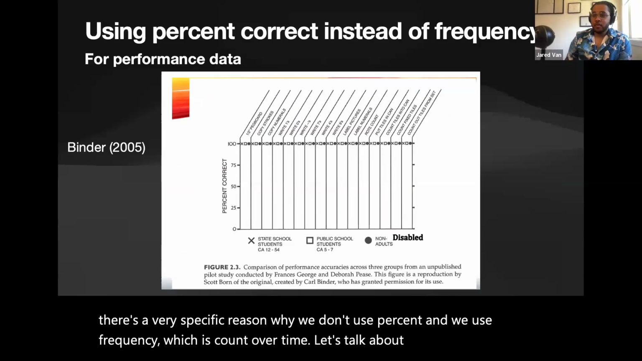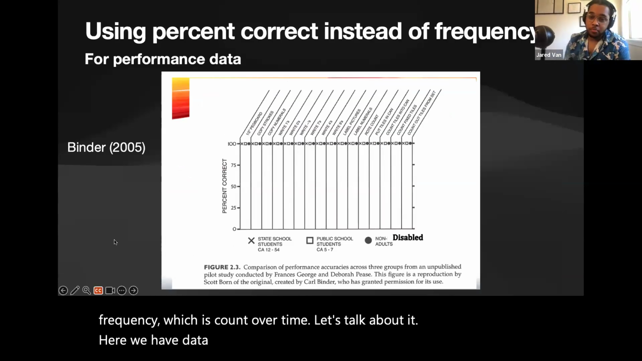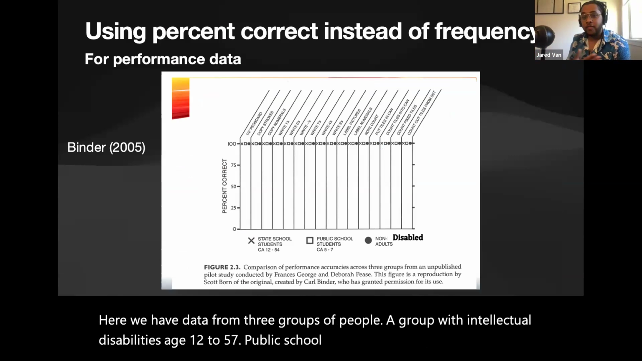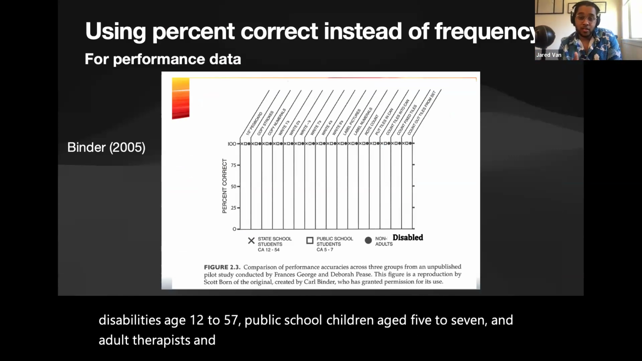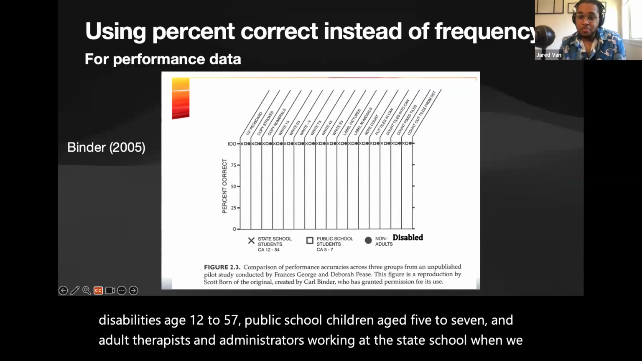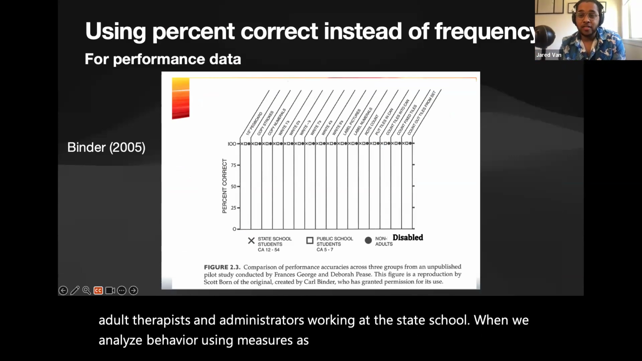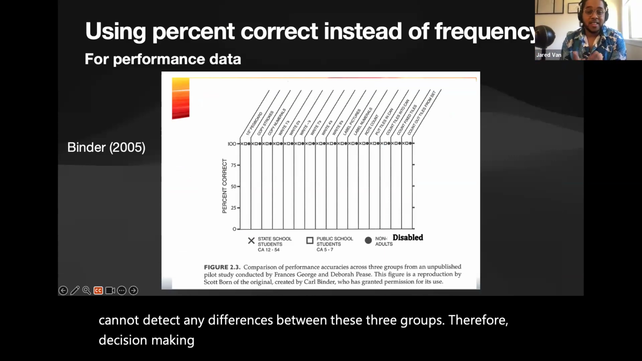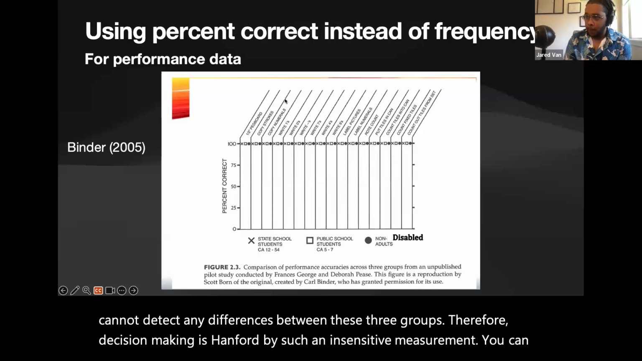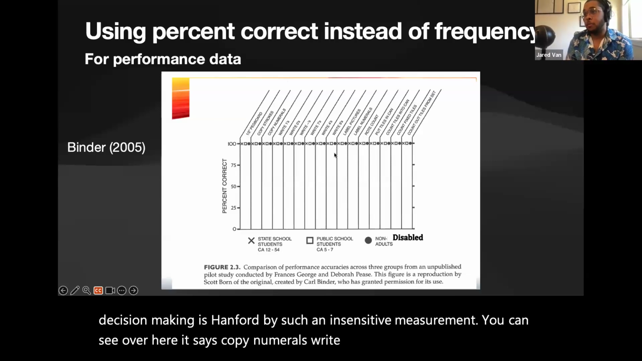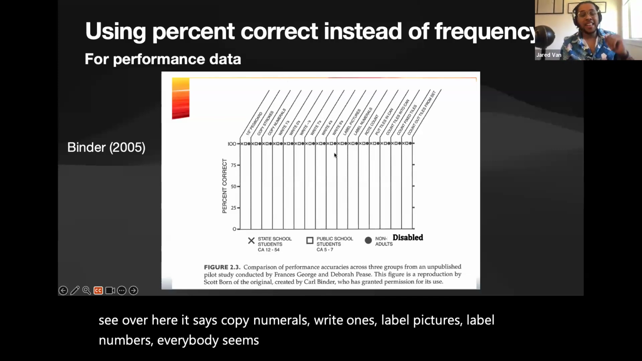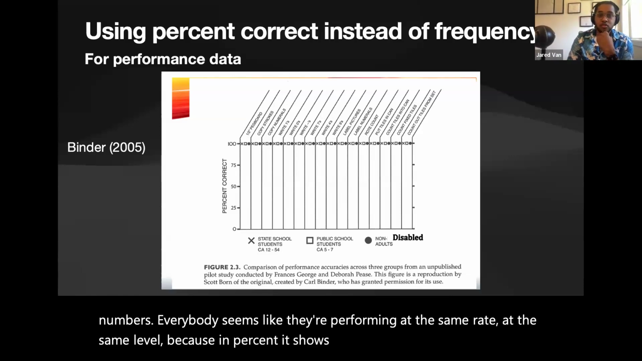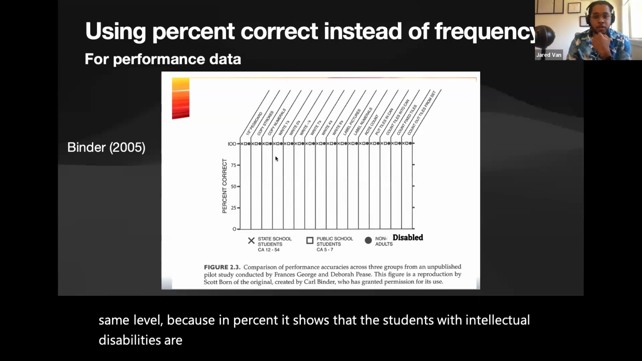Let's talk about it. Here we have data from three groups of people: a group with intellectual disabilities, age 12 to 57, public school children, age 5 to 7, and adult therapists and administrators working at the state school. When we analyze behavior using measures as insensitive as percent correct, we cannot detect any differences between these three groups. Therefore, decision-making is hampered by such an insensitive measurement. You can see over here, it says copy numerals, write ones, label pictures, label numbers. Everybody seems like they're performing at the same level, because in percent, it shows that the students with intellectual disabilities are performing at the same level as non-disabled adults.